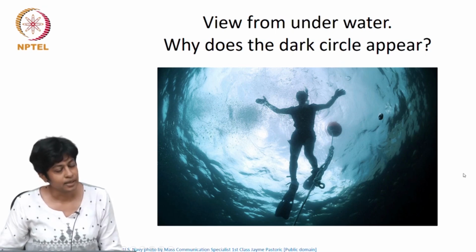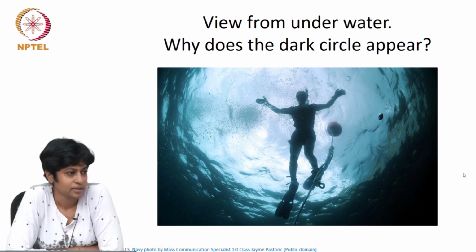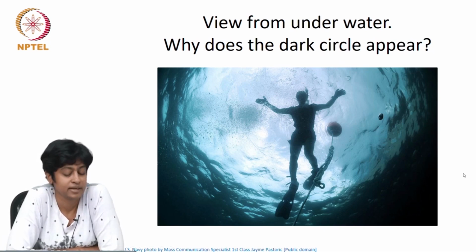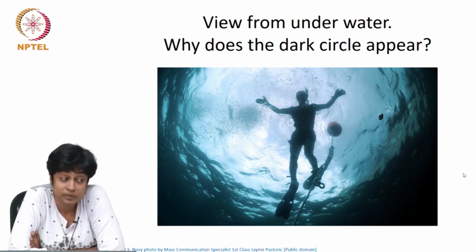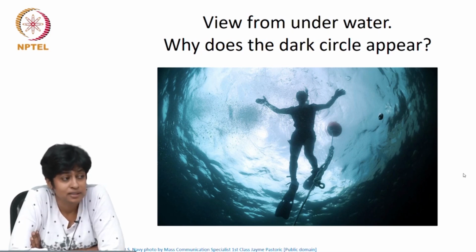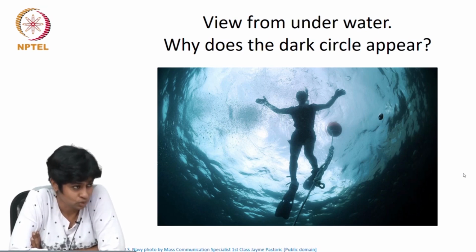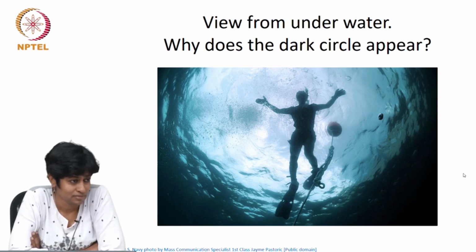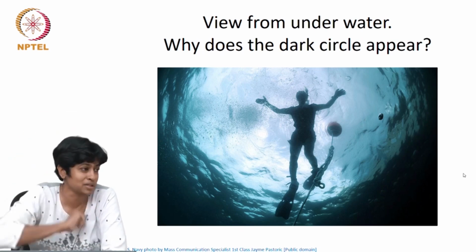Now, knowing what you now know, can you try to figure out why that dark circle arises? This is a completely geometric optics phenomenon. If you're trying to figure out how to solve this, a good place to start is to try to draw a schematic. So what do you know for sure about the system? Well, there is water and there is air. So you can start by drawing a sideways look where you have air and you have water.